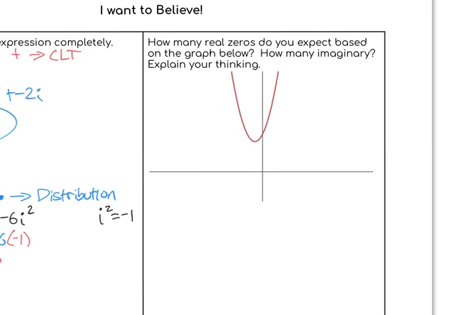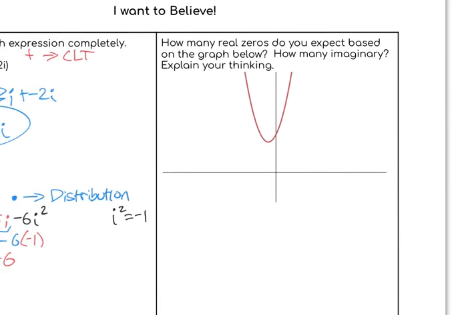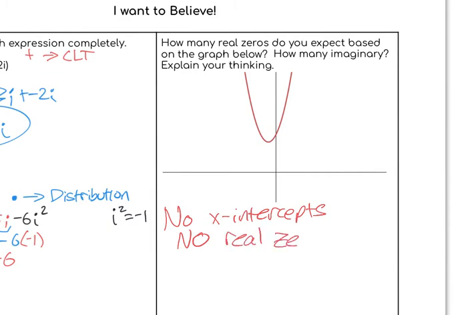Moving on to the graphing question. We're talking about how many real zeros we expect based on the graph below and how many imaginary. So the first thing I notice is that this graph has no x-intercepts. That tells me that there are no, I'm going to write no instead of 0 because 0 real zeros is just kind of a weird way to phrase that. So no real zeros, and if we have no real zeros, that means we have 2 imaginary zeros.